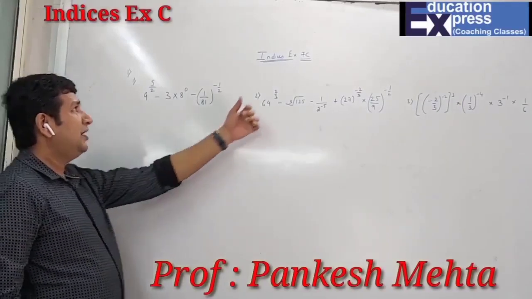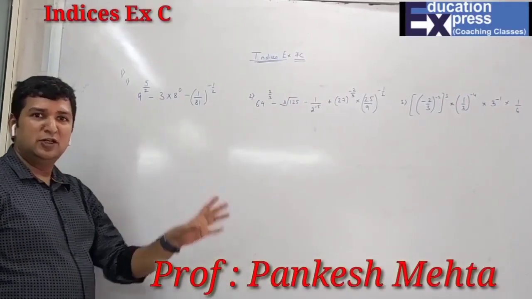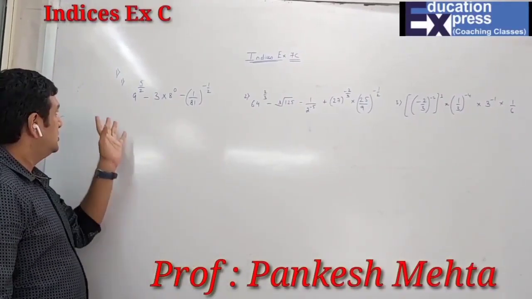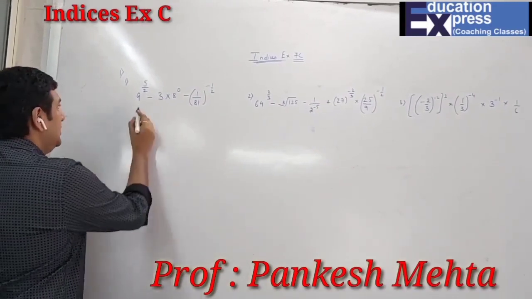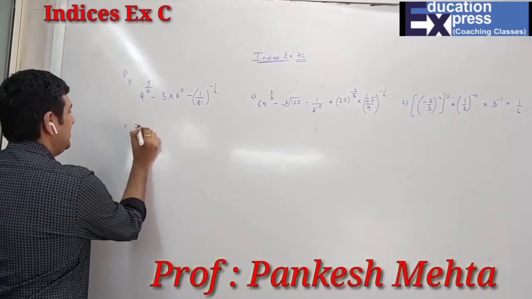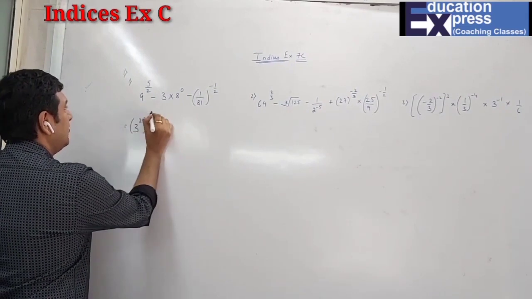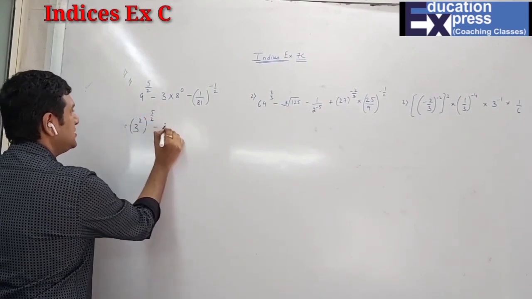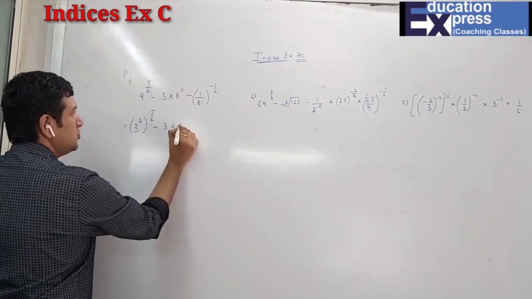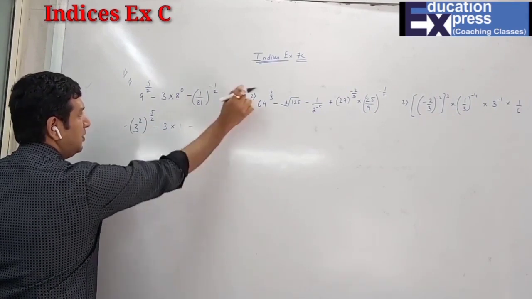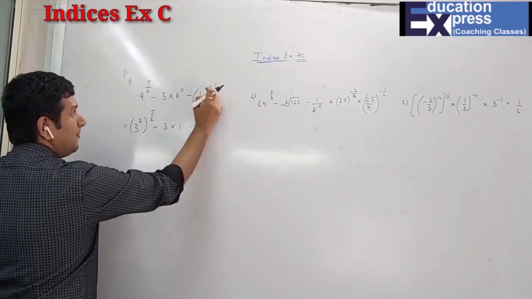Students, we are studying the final exercise 7C, which is a revision of exercise A and B only. This is question 1, the first part: 9. We can write 9 as 3 squared, raised to 5 upon 2, minus 3 raised to 0. Anything raised to 0, students, is 1. Minus 1 upon 81, minus 1 upon 2.